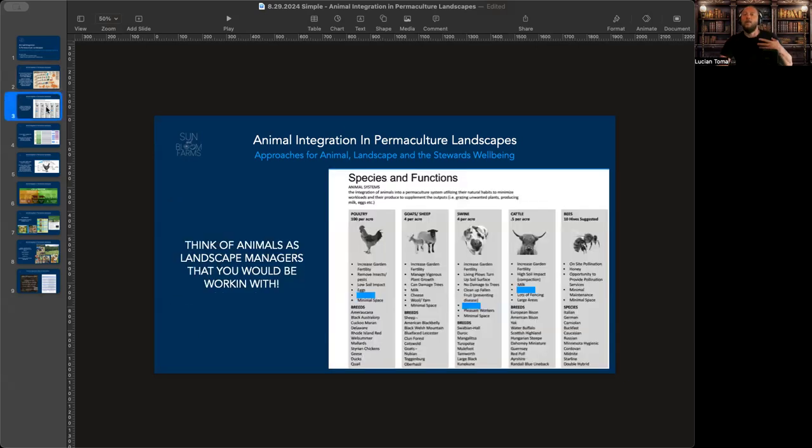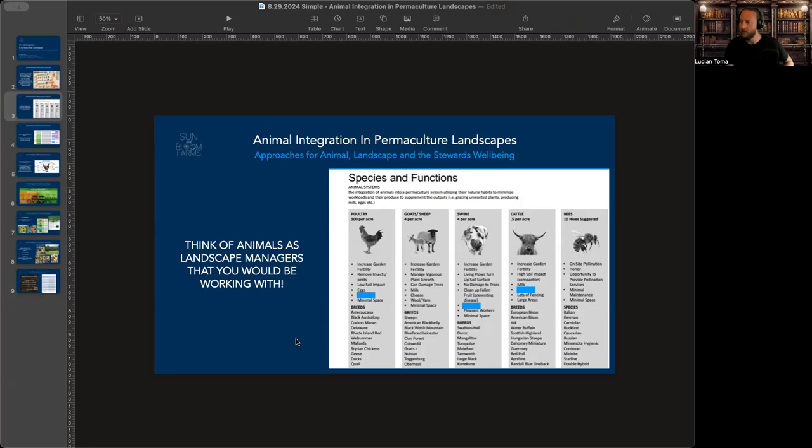So how we want to think about animals in permaculture is to think about them as landscape managers that you would be working with. And I forgot a G here, but I'm going to put it live on Facebook. Okay. So we're thinking about animals as landscape managers that we would be working with. And I have a few examples here.